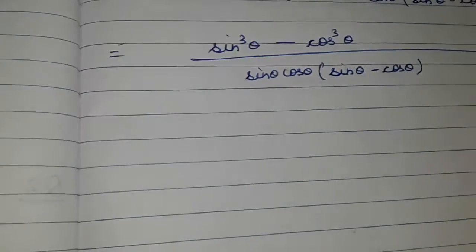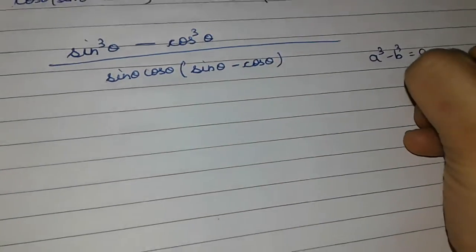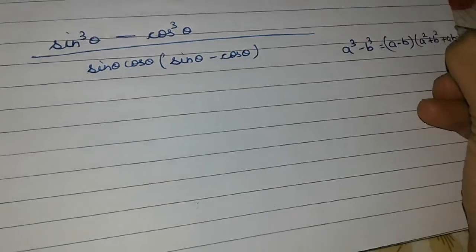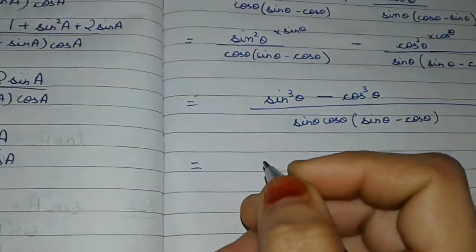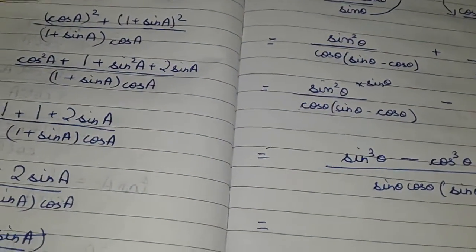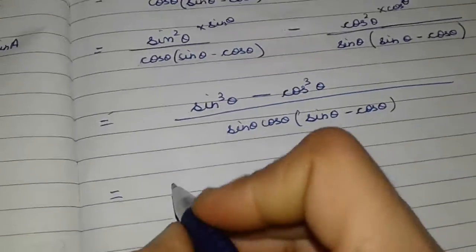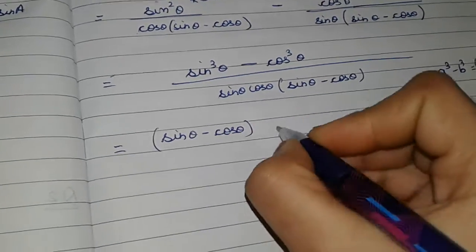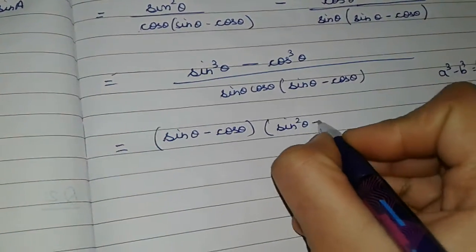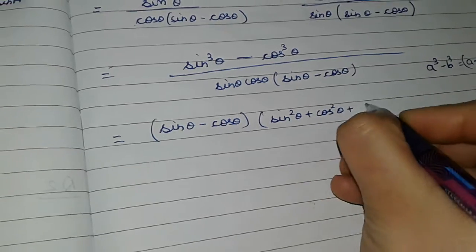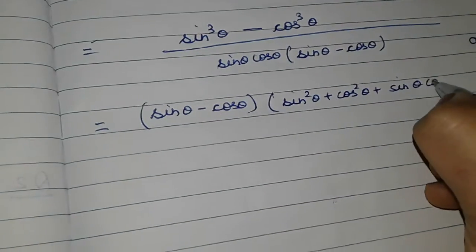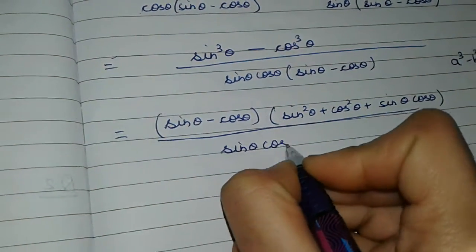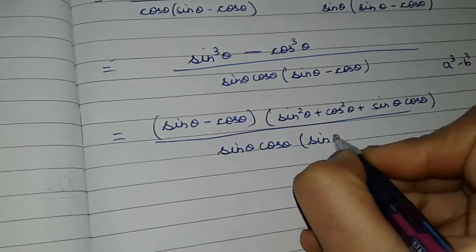Now we will apply the a cube minus b cube identity. A cube minus b cube is (a minus b)(a square plus b square plus ab). Now apply this identity here and it will become (sin theta minus cos theta) multiplied by (sin square theta plus cos square theta plus sin theta cos theta). Okay, and in the denominator it is sin theta cos theta multiplied by (sin theta minus cos theta).